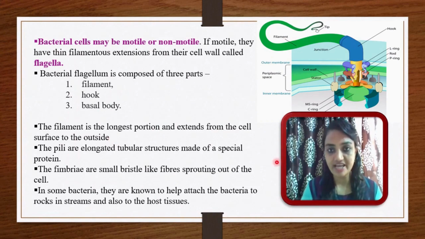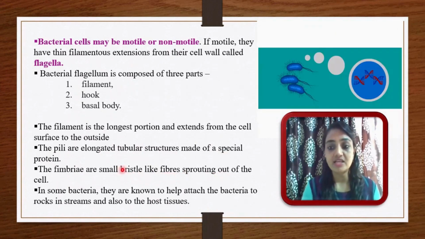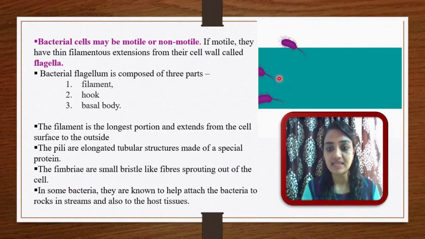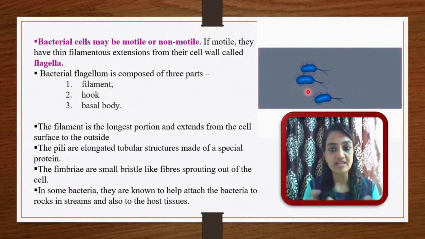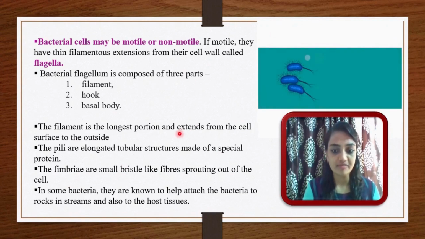Along with the flagella, some other structures are also responsible for the motility of a prokaryotic cell, and these include pili and fimbriae. Let me explain more. The pili are elongated tubular structures made up of a special kind of protein. The fimbriae are small bristle-like fibers sprouting out of the cell. Here in this diagram you can see surrounding the cells some microstructures. These brush-like structures are called fimbriae and pili.